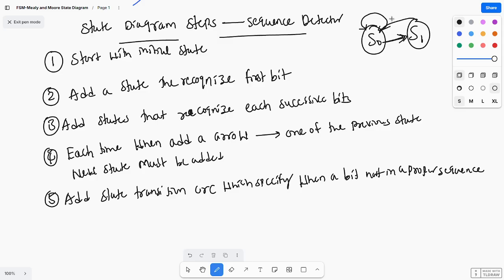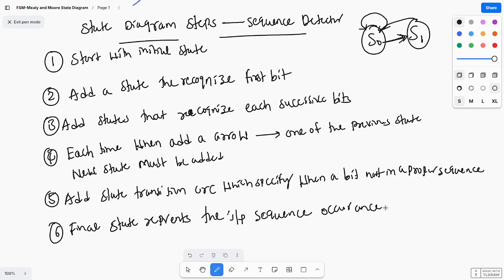Okay. So the final state represents that the input sequence you are searching for has occurred, and it is denoted by output 1. So these are the steps you need to follow for both FSMs, that is, finite state machines, both Mealy and Moore.